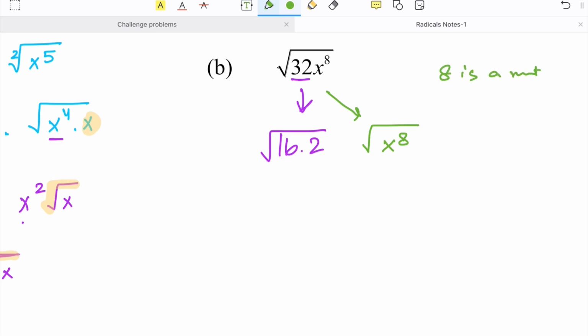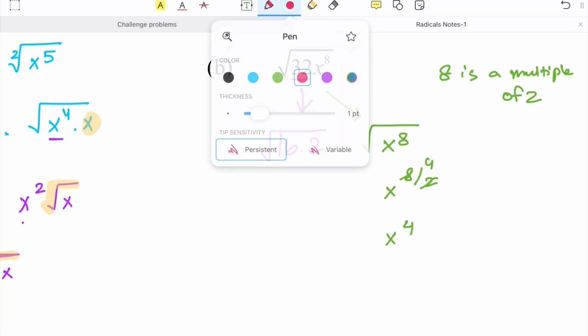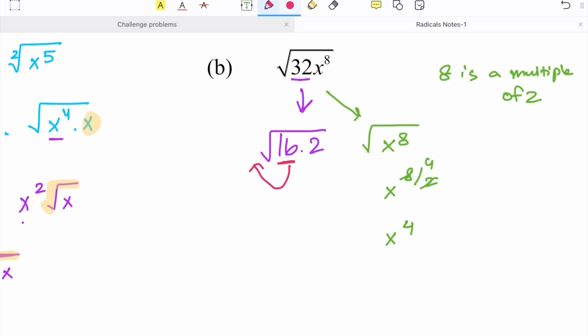It is a perfect square because 8 is a multiple of 2, right? So I can just do x to the power of 8 divided by 2, right? And that's x to the power of 4. And because this is a perfect square, it'll come out, which will give me 4 square root of 2. And then you just multiply all this, which will be 4x to the power of 4 square root 2.